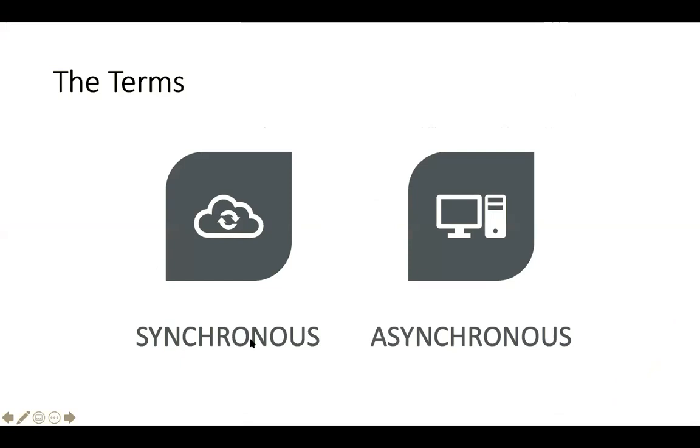Now, let's look at the terms first, synchronous and asynchronous. Synchronous is what we're doing right now. So it's live. It's like face-to-face. We don't have physical interaction, but it's happening at the same time. That's why it's called synchronous. And asynchronous is when you send or upload things for your students to do in their own time.